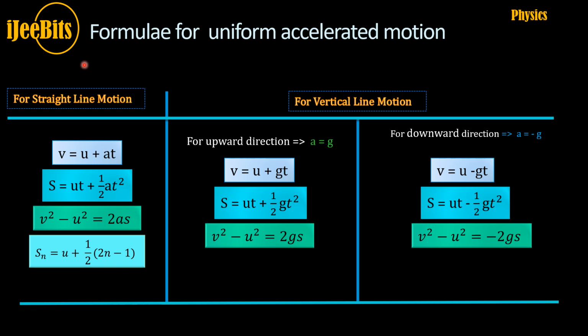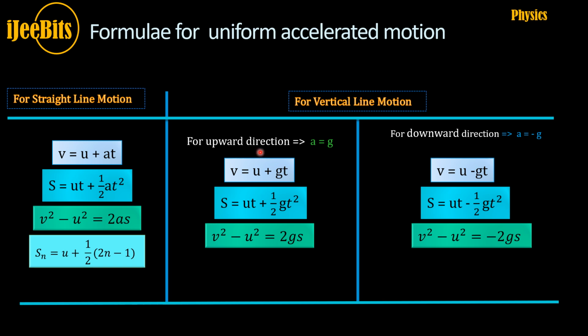Let's look at formulae for uniform acceleration motion that we have seen in last class. We talk about a straight line motion and vertical line motion, right? In a straight line, we have four formulas: v = u + at, s = ut + half at square, v square minus u square = 2as, s_n = u + half (2n minus 1), isn't it? For vertical line, we have two cases: upward direction and downward direction.